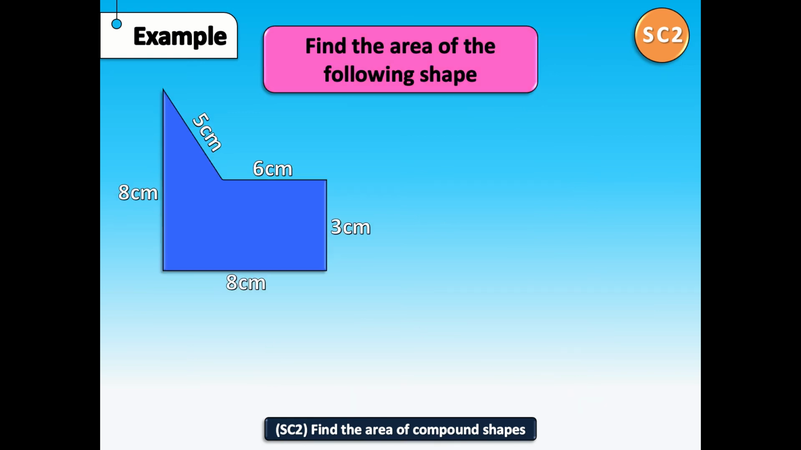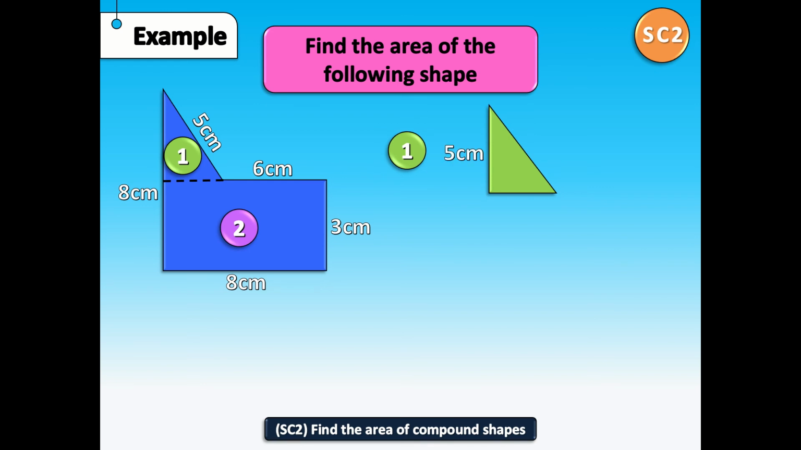Here's another example. So we start by splitting the shape up into a rectangle and a triangle, and we need to find the area of both these shapes. So for the triangle, we need to do the base times the height divided by 2.